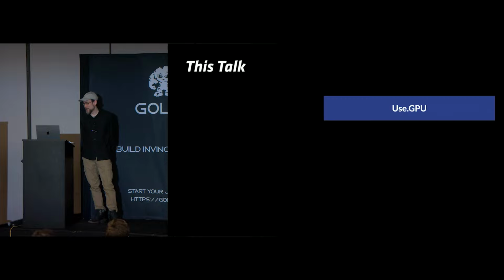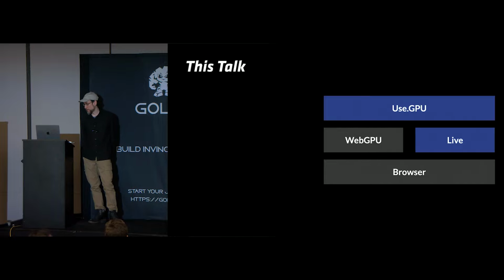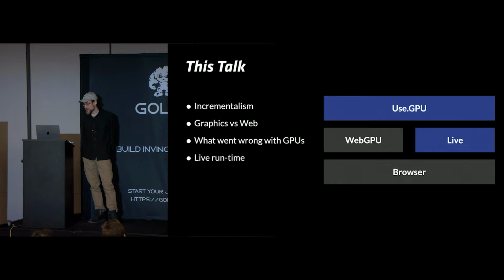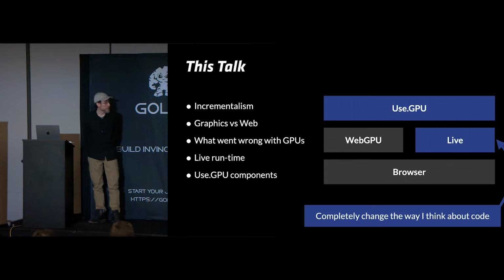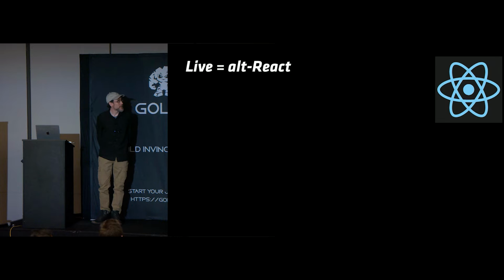So this talk is about Use.GPU, which is my attempt at doing something about this, which drives WebGPU. So WebGPU is the new web standard for GPU graphics. And it's also built on top of something called Live, which I wrote, and all of this runs in the browser. And what I'll be talking about is 5 things: incrementalism. I'll talk about the world of graphics versus web, what went wrong with GPUs. I'll talk about the Live runtime and the Use.GPU components. And if there's one overarching theme here, it's that Live completely changed the way I think about code. It just did. So I'm going to start with explaining Live briefly.